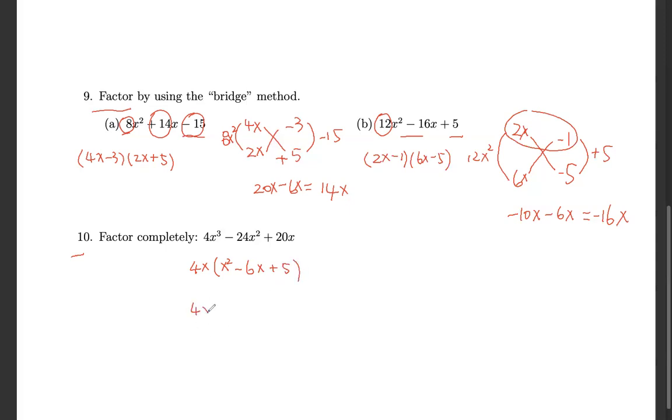Now think about two numbers that multiply to be 5 and add up to be negative 6. They can only be negative 1 and negative 5, right? Because negative 1 times negative 5 is positive 5. Negative 1 plus negative 5, that's negative 6.